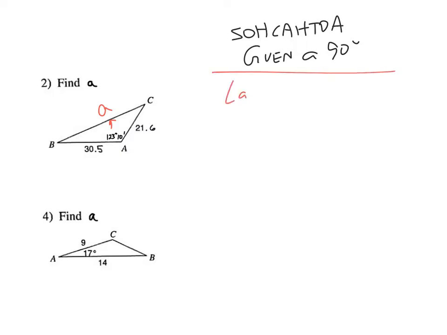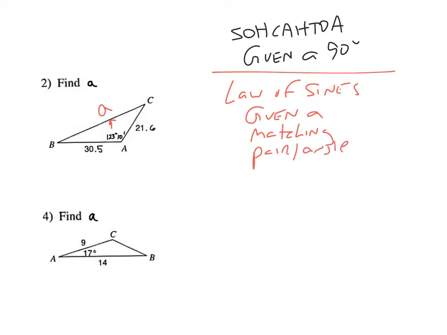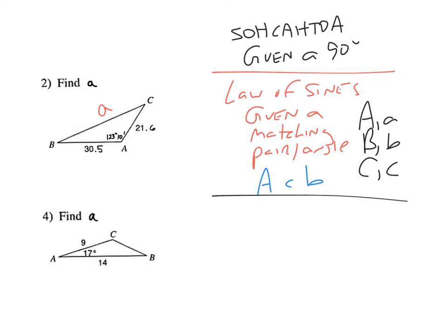Next, we look to use the law of sines. In order to use the law of sines, you need to be given a matching pair of side and angle. If you look at what's given to you, you're given angle A, side C, and side B. So you're not given a matching pair. A matching pair would be angle A and side A, angle B and side B, angle C and side C. So we're not given a matching pair, which means we're not using the law of sines.